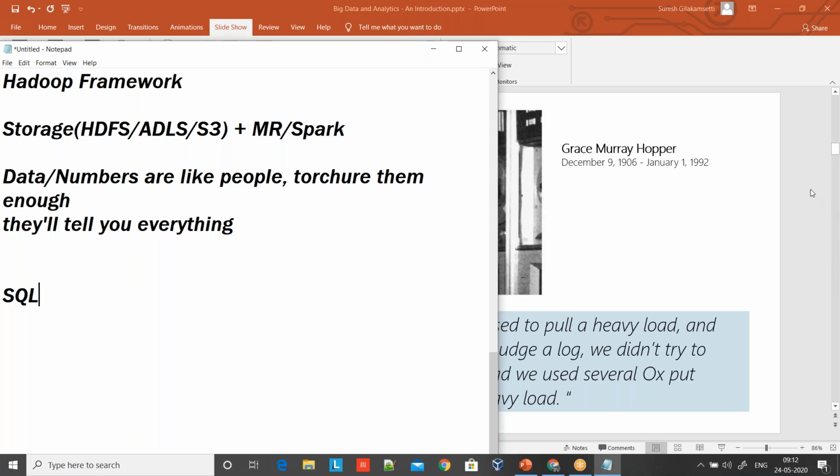How long does this entire course take to complete? It would take around 2 months, I would say. 2 months, maybe plus 1 week, not more than that. If a person has good knowledge in SQL and Python, would that be enough to learn Hadoop? Yes.